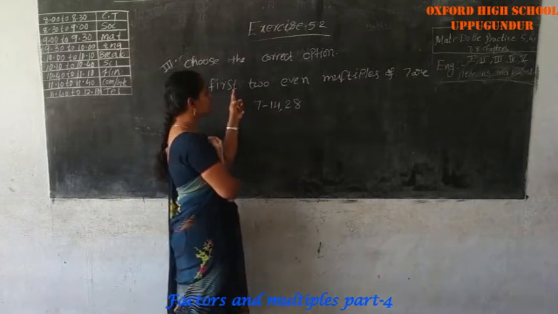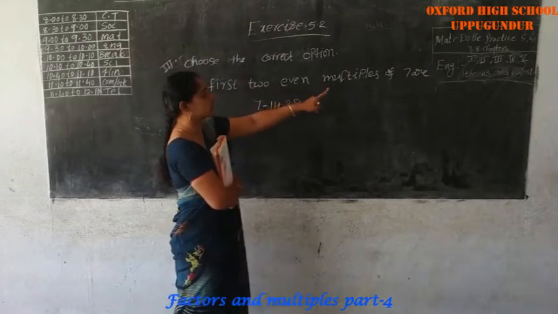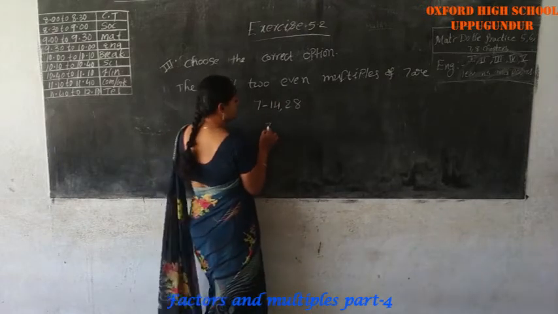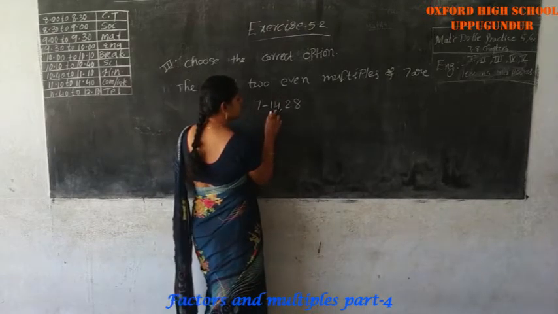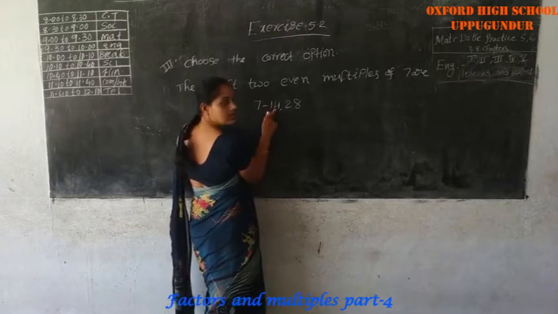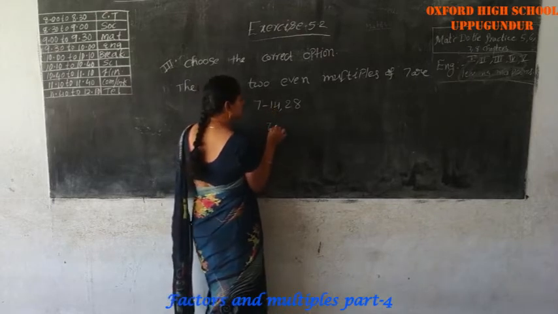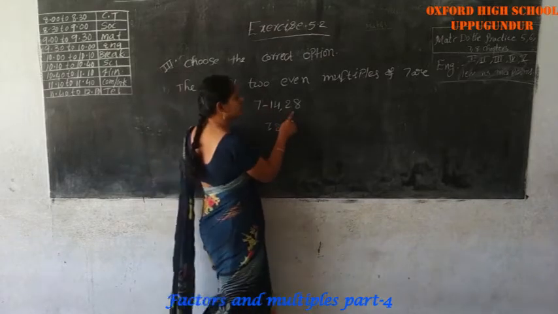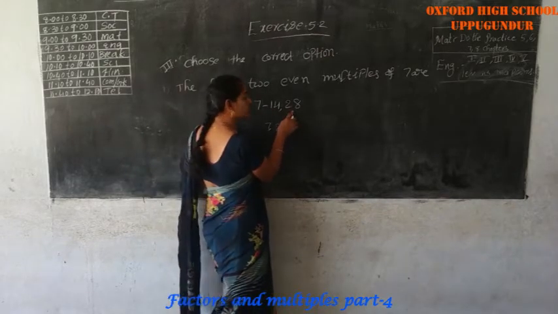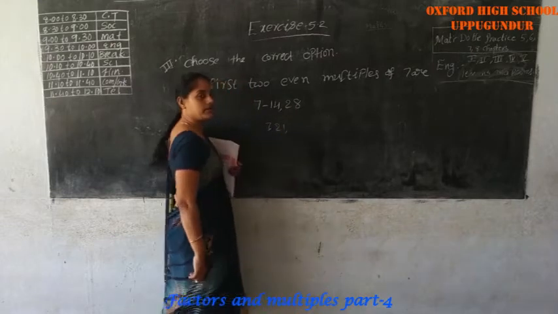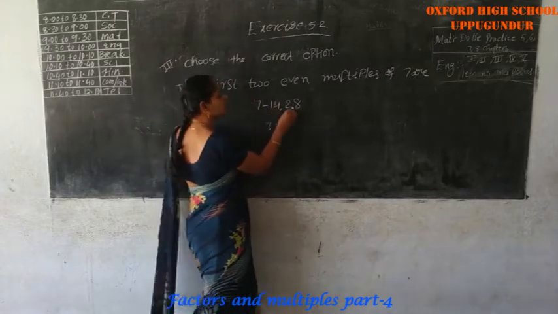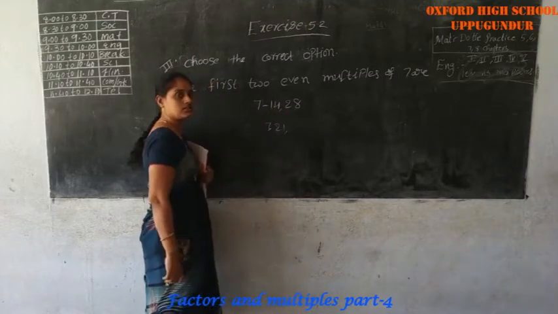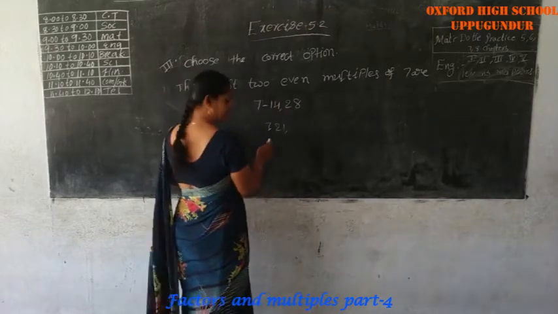Okay, the first two even multiples of 7. 7 ones are 7, an odd multiple. 7 twos are 14. 14 is the even multiple. Next, 7 threes are 21, an odd multiple. Next, 7 fours are 28. 28 is an even multiple. So the first two even multiples of 7 are 14 and 28. Okay. Next.